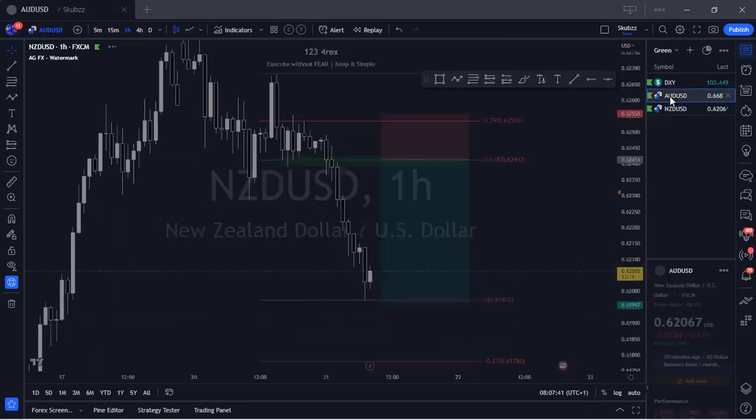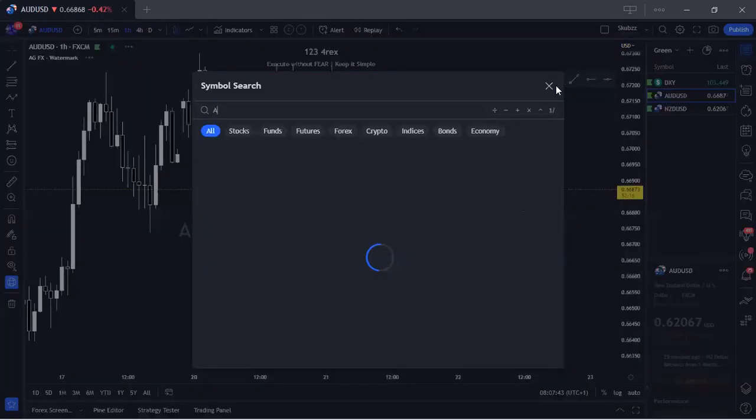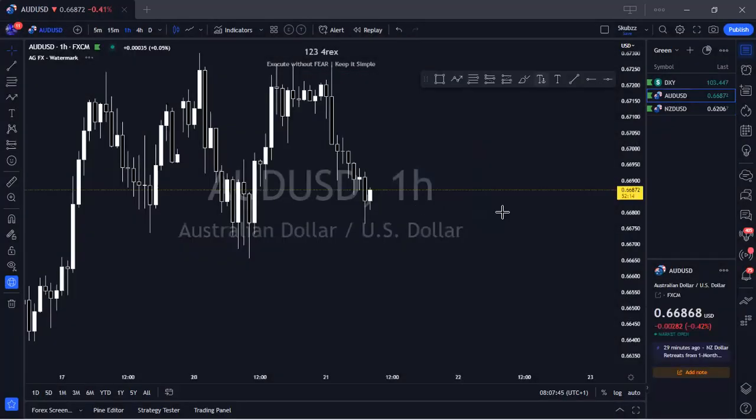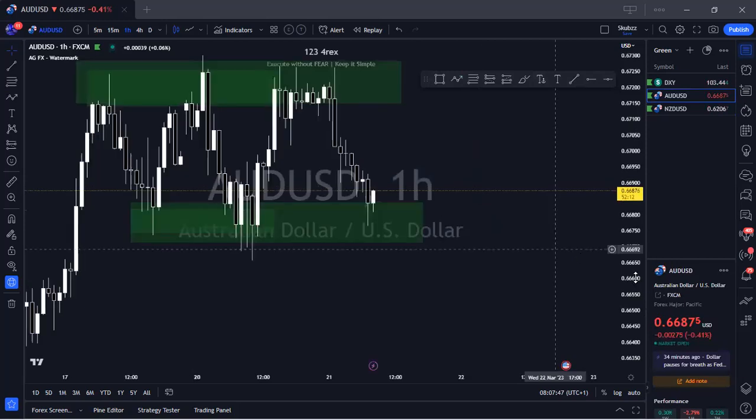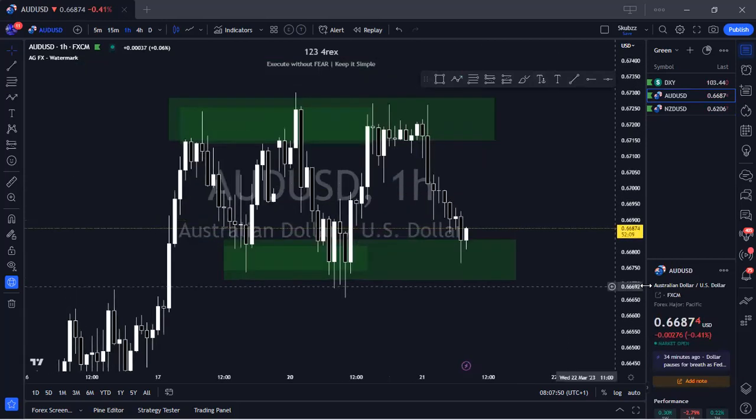Then we have AUD. AUD has been ranging, so I'm not really going to say anything about this. This is the range, a clean range. It has been doing buy at support, sell at resistance. I hate trading range, I cannot even trade range, so I'm going to leave it alone. Is there any other currency pair you guys want us to take a look at?